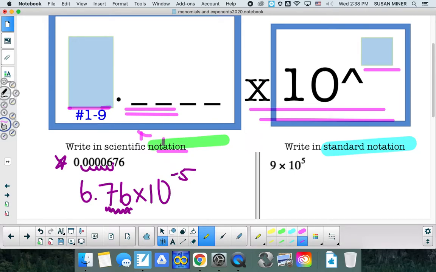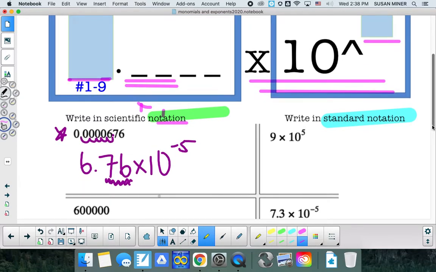Okay, so let's start over again. This time, we're going to do a big number. I'm going to kind of leave that so that we can see it. And here's my big number down here. I'm going to change some colors up here. Here's my big number. We're going to write it in scientific notation.